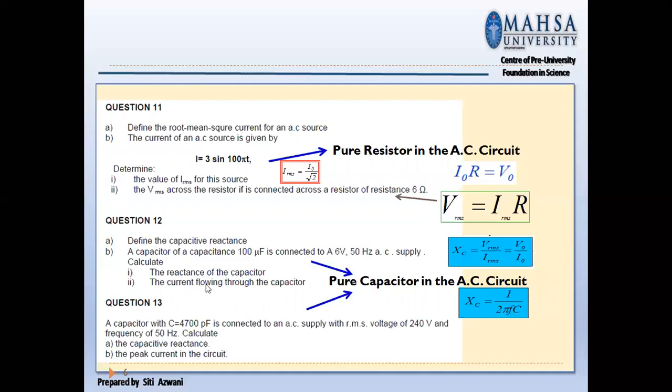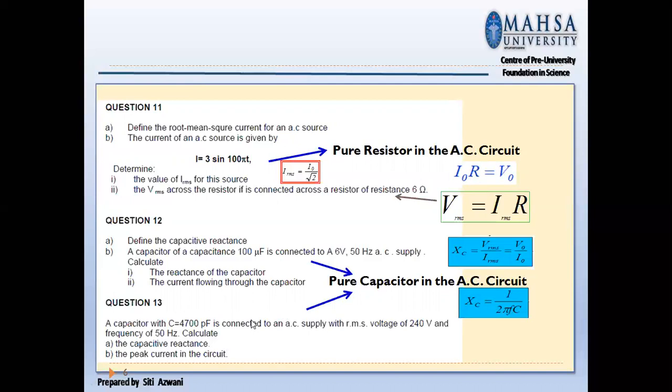Okay, the current flowing through the capacitor. You want to calculate the IRMS. You have a current through your circuit, which is referred to as the IRMS. After you get the value for your XC, you have a value for your VRMS, which is 6 volt. So IRMS is 6 divided by the XC value.